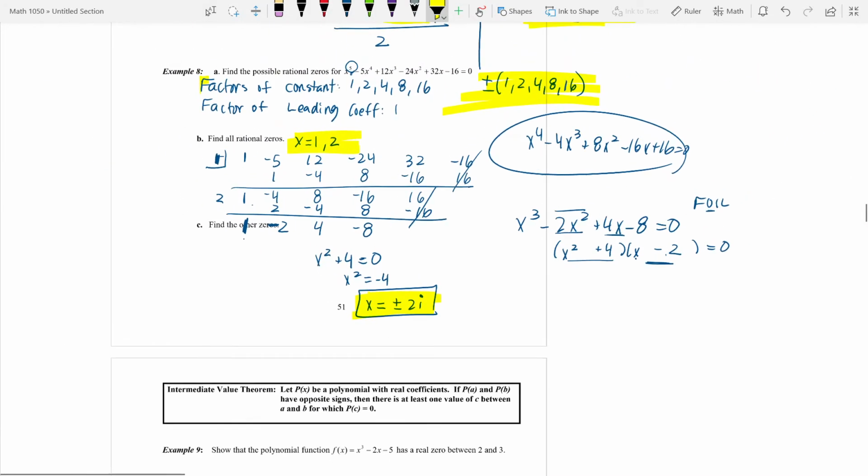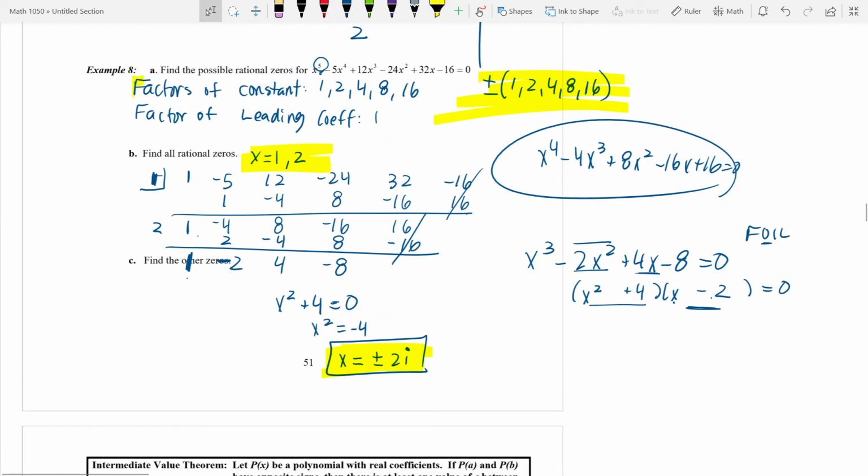Okay? Now, we have a problem. The problem is, it's an x to the 5th, which means I'm supposed to have 5 answers, and I only have 4 answers. What did I do wrong? Okay, you're so smart. She's so smart. It's crazy. You're all so smart. She said you have 2 x minus 2's.